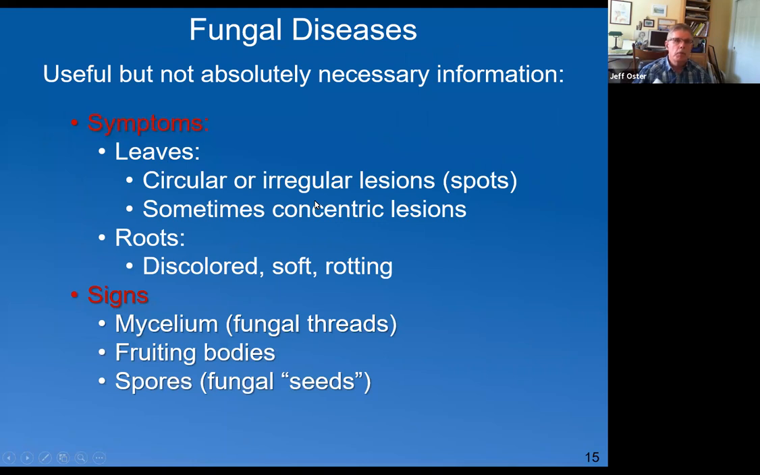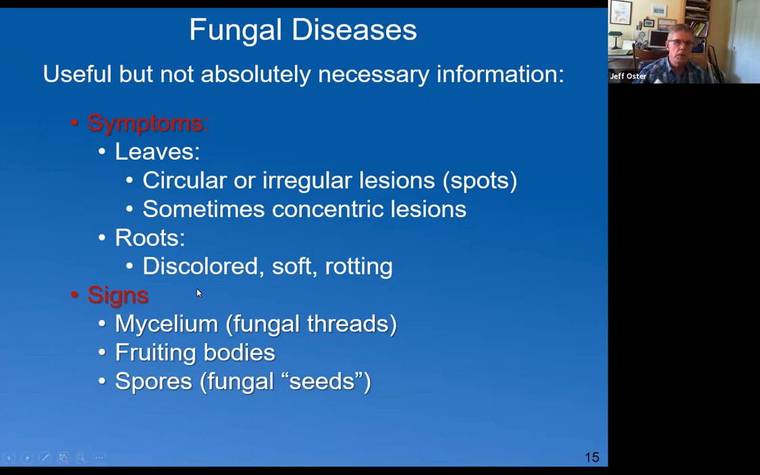So let's try a few fungal diseases and see what they look like. So it gives you a clue of whether you have a fungal problem or not. So the symptoms generally are circular or irregular lesions or spots, sometimes concentric lesions, one spot within a spot. The roots may be discolored, kind of blackish or brownish, soft, and rotting. You pull on them and the whole thing comes away except for a little strand in the middle.